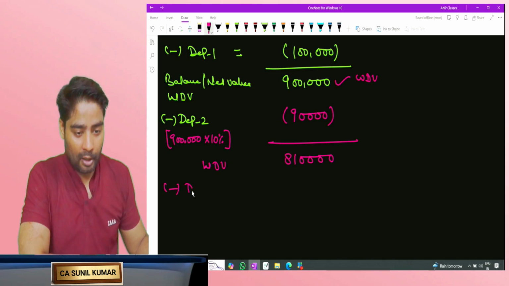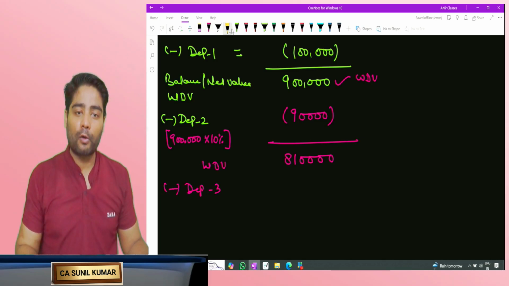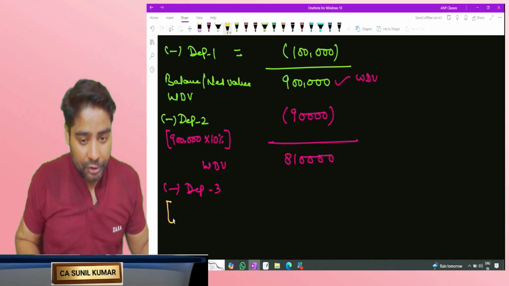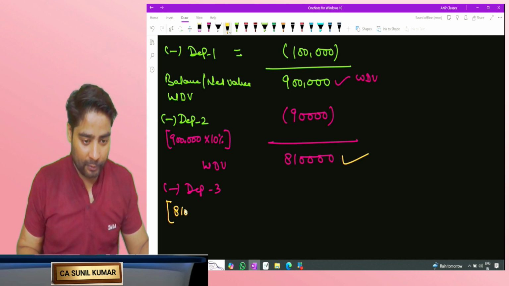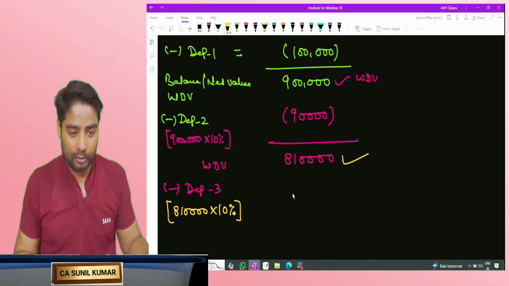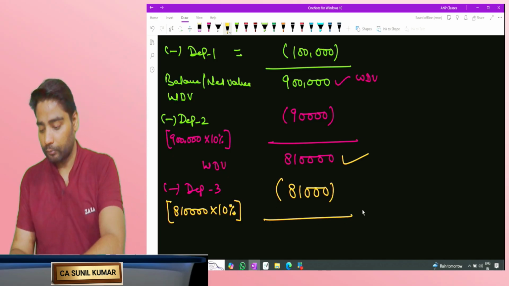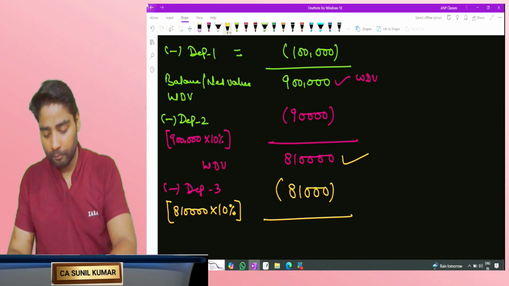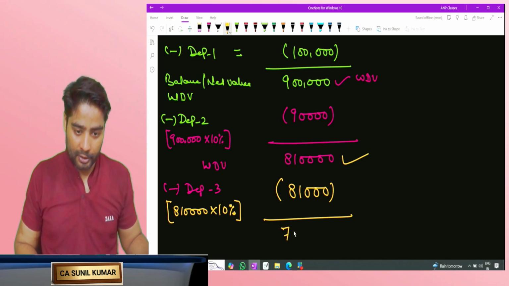Now again, I will charge depreciation for year 3. Now what will be the amount of my depreciation? Sir, I will charge depreciation on this amount, the balance amount, the WDV: 8 lakh 10,000 multiplied by 10%. This will be my depreciation. And what will be my WDV? Sir, my WDV will be 7 lakh 29,000.